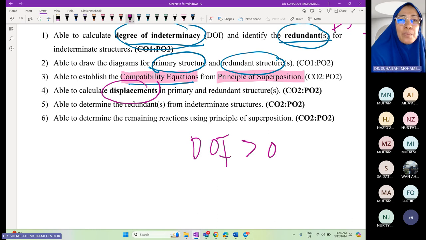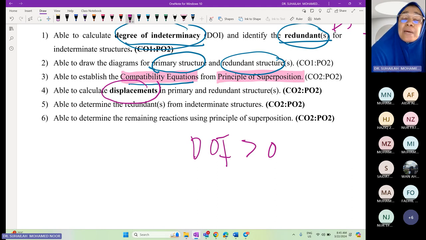Okay, so prosedur dia macam mana? Solve dulu compatibility, solve dulu redundant. Selesaikan masalah dulu. So dalam kes ni, redundant is the problem. So kalau solve redundant, solve your problem. So the idea is like that. Solve redundant, solve your problem. So masalah kita ada redundant.